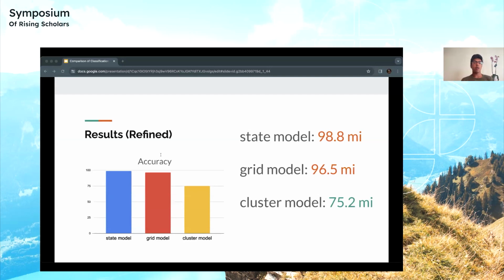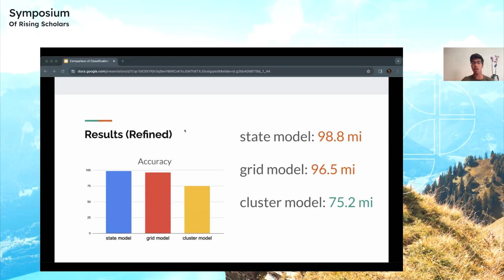And it turns out that with this new measurement of accuracy, we can see that there's actually a pretty significant difference. So the state model and grid model were about equal. The grid model was only slightly better. And they both guess about 100 miles from the correct location on average. That sounds like a lot, but it's actually pretty impressive considering how big the US really is, right? Like 100 miles is barely the distance from LA to San Diego.